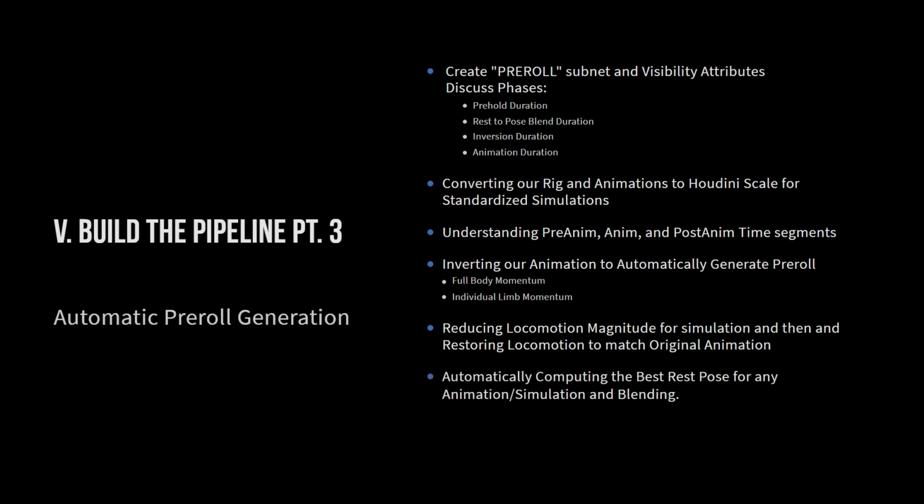All right, after that, we are going to take a look at how to automatically compute the best rest pose for any animation and simulation and talk about blending. Your stereotypical rest pose is going to be on the origin. Your character's modeled on the origin, standing let's say 6 feet tall, facing positive Z, arms out in T pose or A pose. That's where he's modeled. If you're doing muscle simulation or hair simulation, that's where the hair and the muscles are.